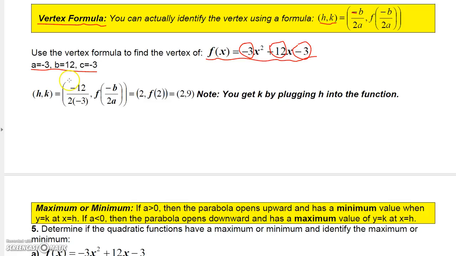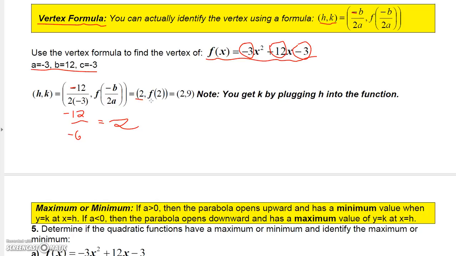Now, if I do minus b, I would have minus 12 over, and then I have to do 2a, so 2 times a is -3, so that'd be 2 times -3. Well, that's actually -12 over -6, which is just 2. So the x value, or h, is 2.